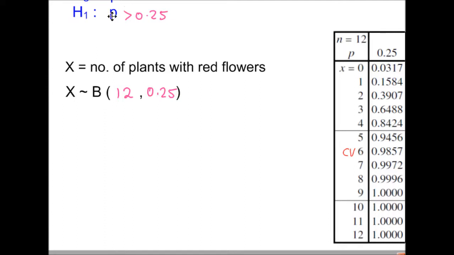So if H1 says an increase, do 1 minus the significance level as a probability, so 1 minus 0.06, 0.94, look down the probabilities until you reach one that is more than the 0.94. That's the first one, that's where you stop, and it's always the next value along, which is the critical value.